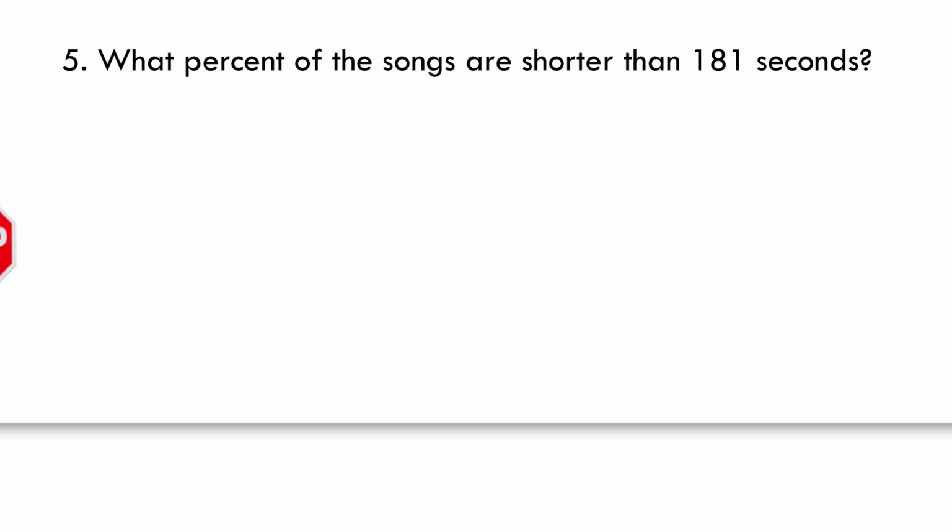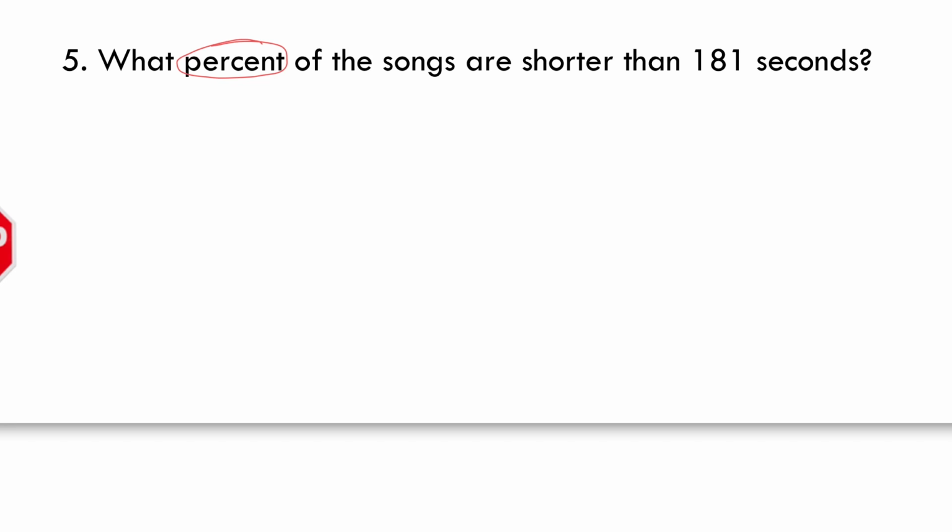Let's try this example. It says, what percent of songs are shorter than 181 seconds? So we have to know, first of all, what are we looking for? The question is what percent, so we're looking for a percent. The calculator will give us a proportion, but we can change that to a percent.